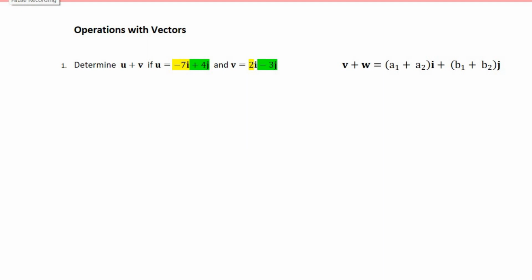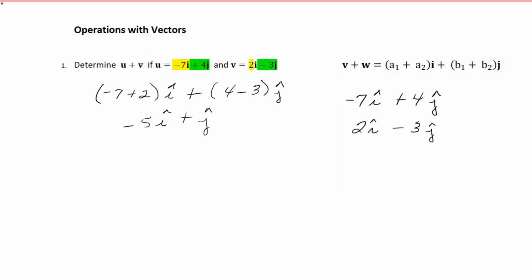So I'm going to substitute these numbers into the formula. So here I've substituted in the numbers. Next, I'm going to simplify, and there's my answer. Another way to do this problem is to treat these two vectors like polynomials and like I'm adding like terms. And there's my answer.